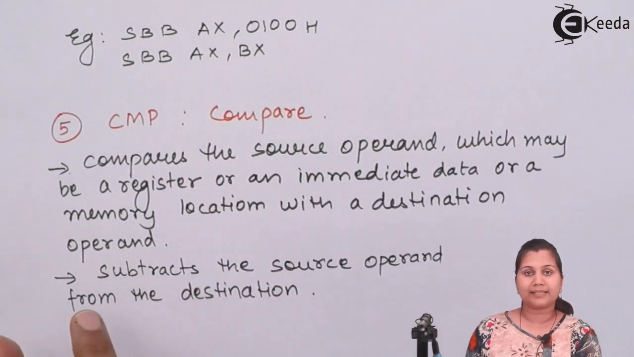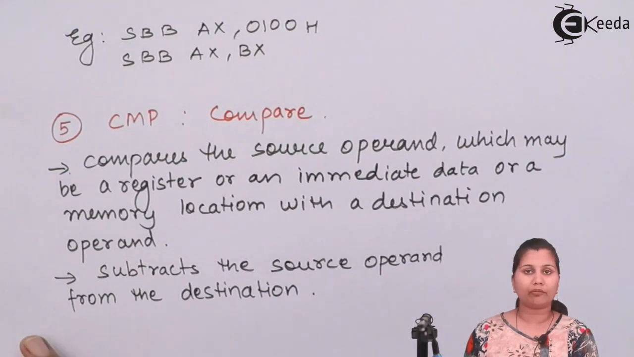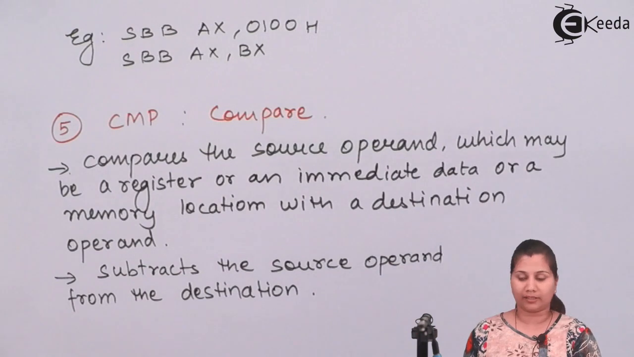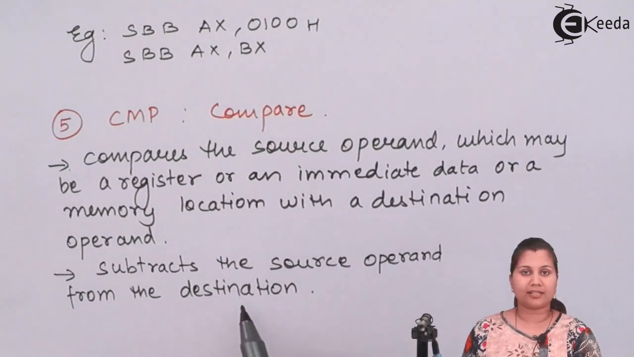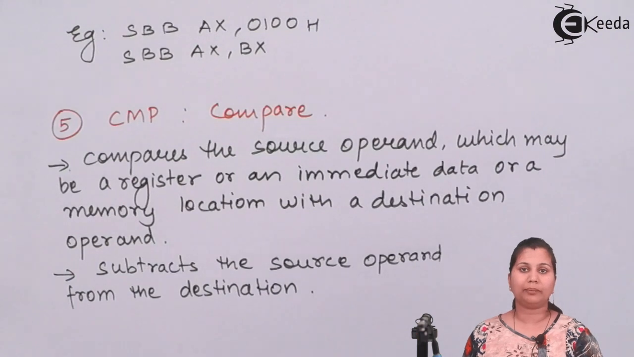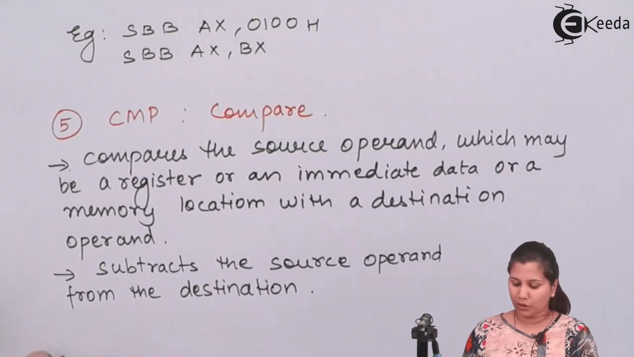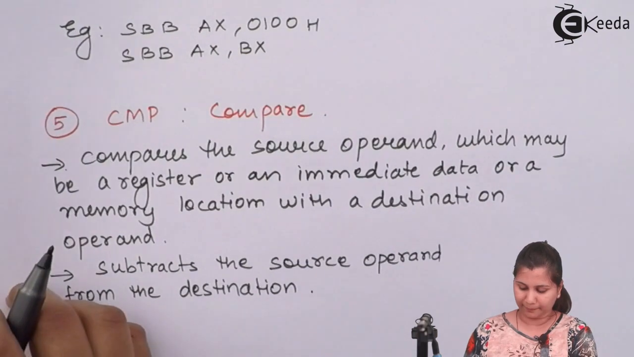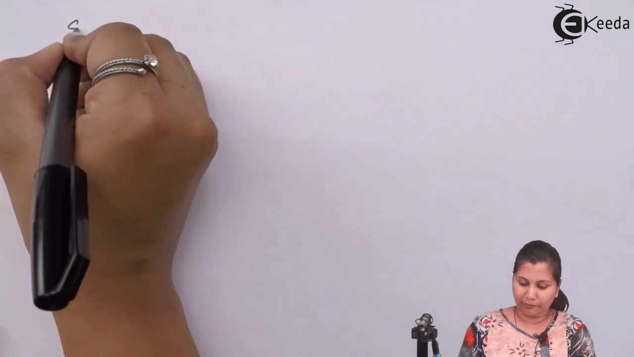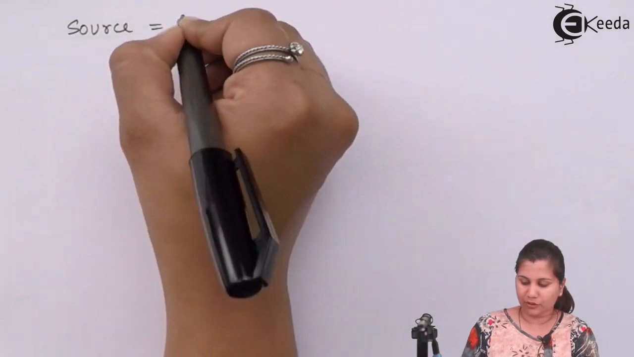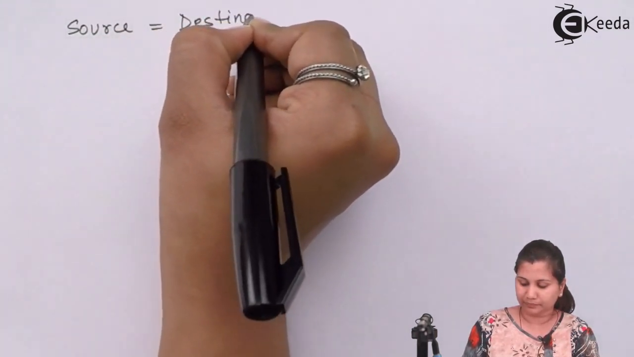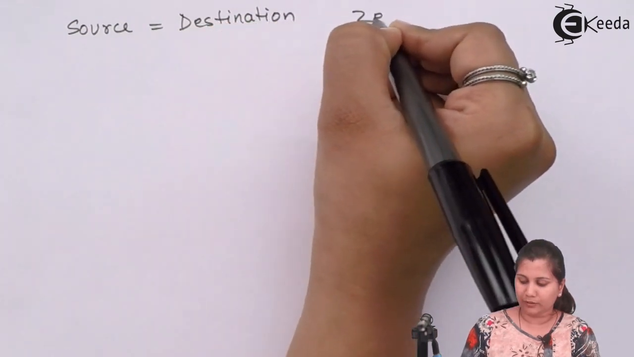So this comparison is done by subtracting the source operand from the destination, and the result of this subtraction is not stored anywhere, just the flags are checked. Suppose the source and the destination are equal to each other, so when they are subtracted, the zero flag will be set, because the result of the subtraction will be zero. So if both source and destination are equal, then the zero flag is set.